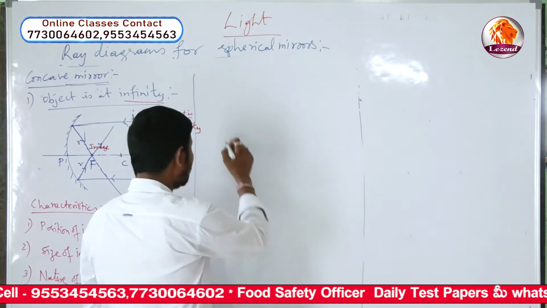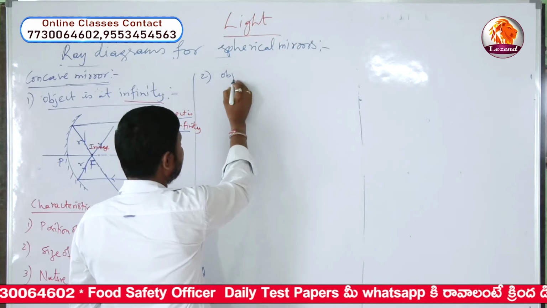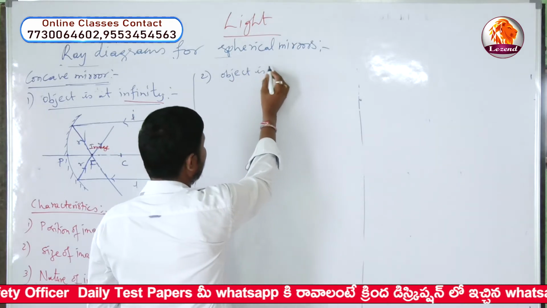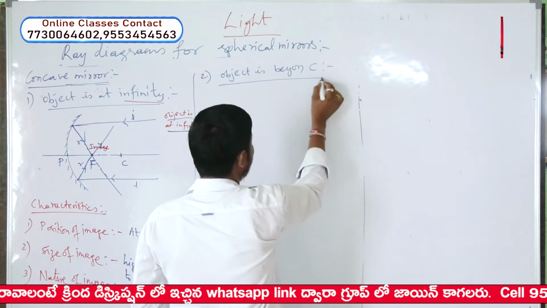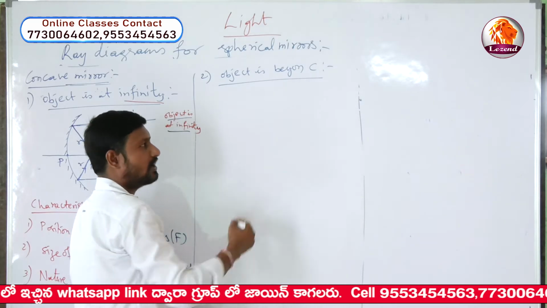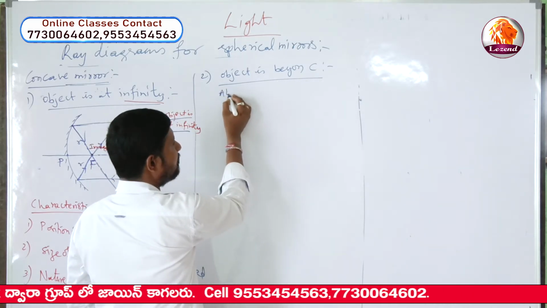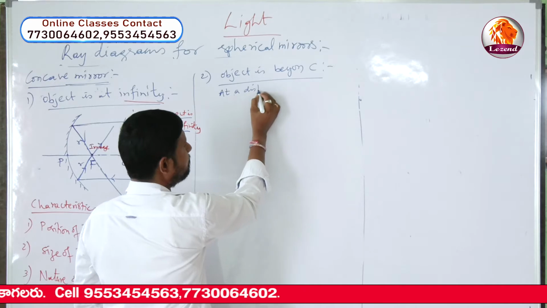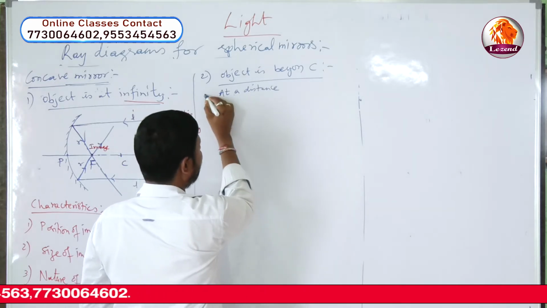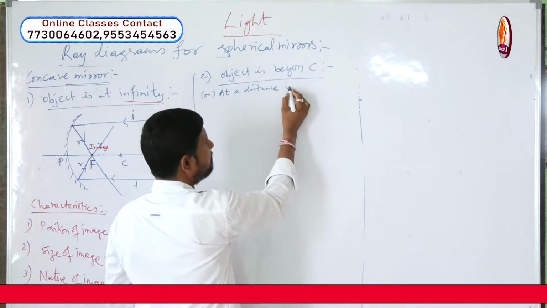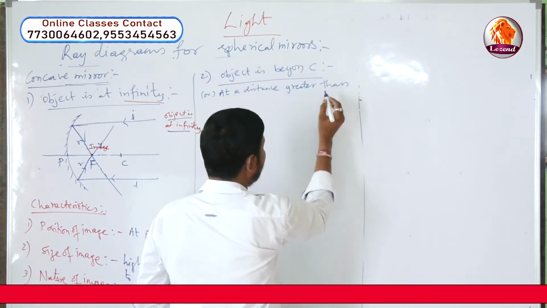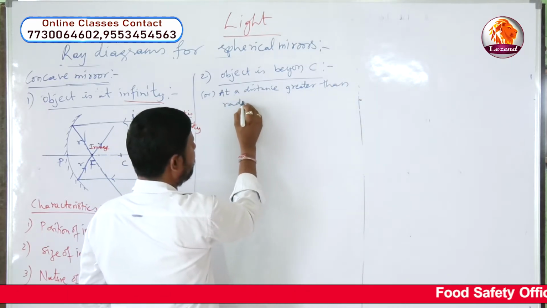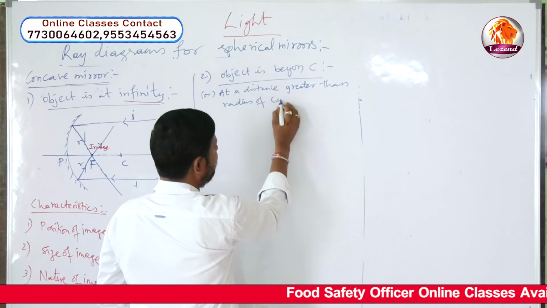And the second position is when the object is beyond C. Beyond C means beyond the center of curvature, or we can also say the object is at a distance greater than the radius of curvature.